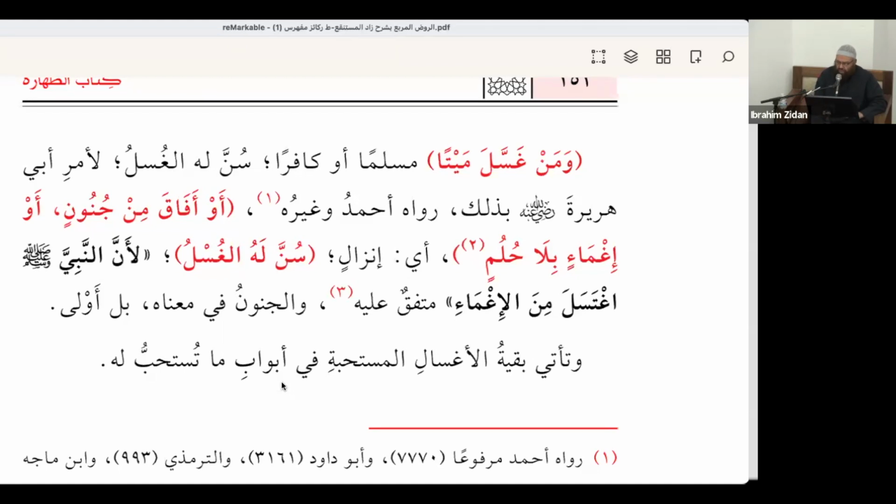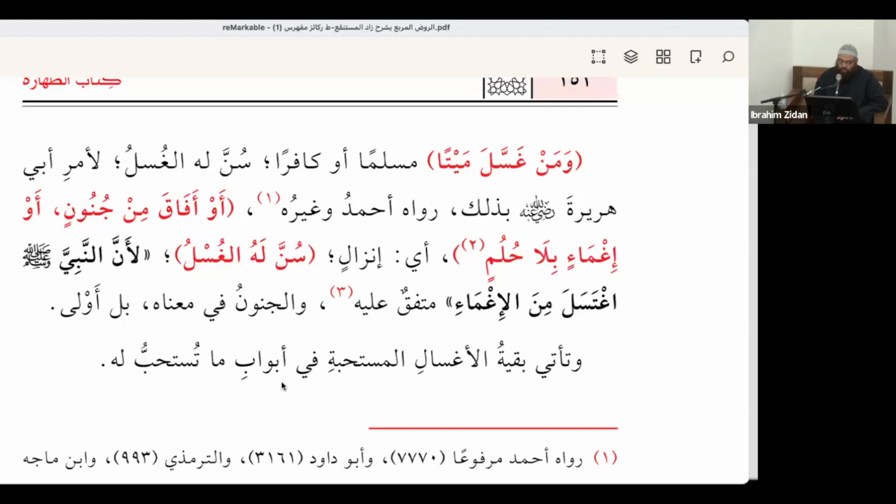And madness is in the same meaning. Al-junun is in the same meaning as al-ighma', by analogy to al-ighma'. A person lost his mind and then he gained it back, then it has the same ruling. Rather, it is even more so, meaning it's recommended for him to make ghusl. We're not yet in the mustahabbat, that's why he says: the rest of the recommended ghusls will come in the chapters on what they are recommended for. It will be mentioned in a later chapter inshallah.